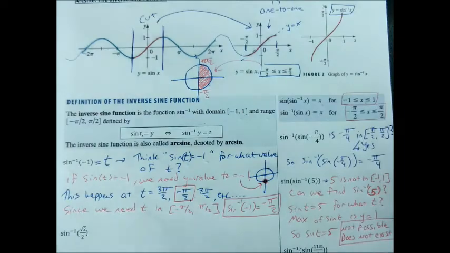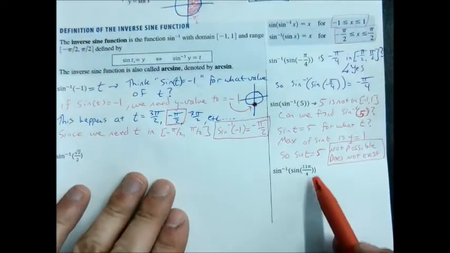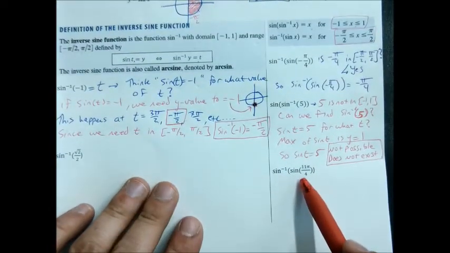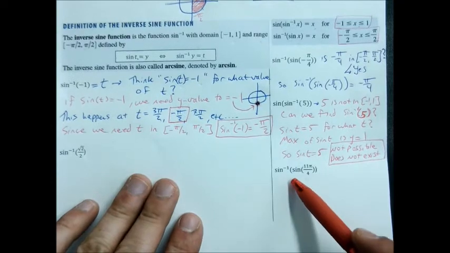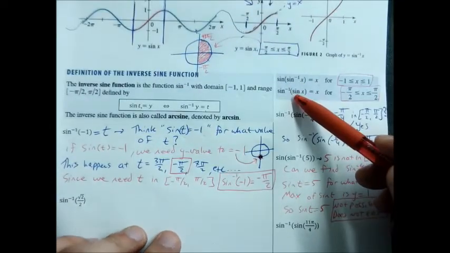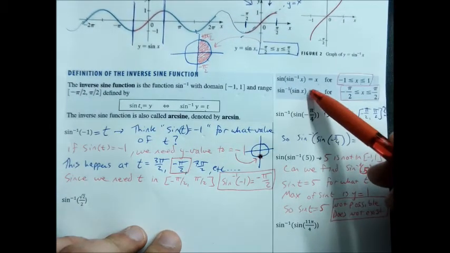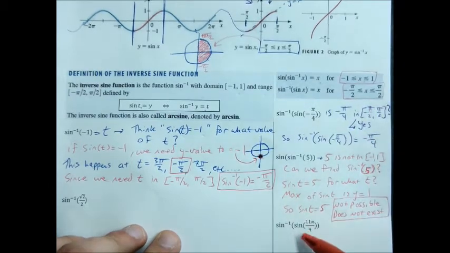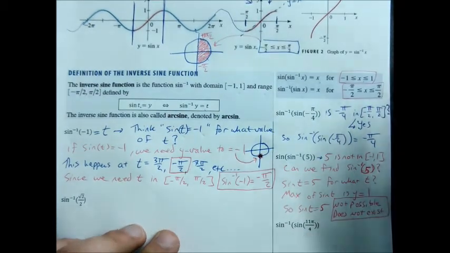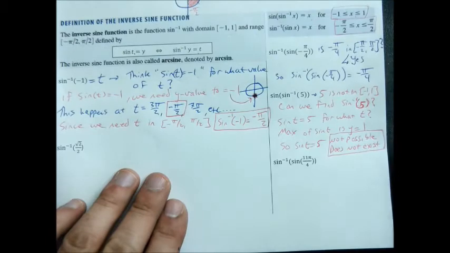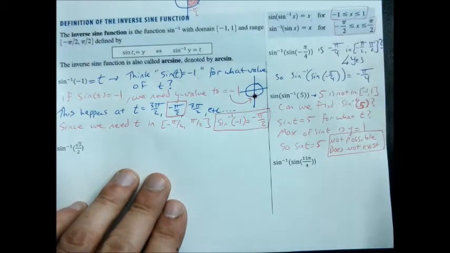Let's just roll with this last one. We might as well, since we're making moves here. What about this one? So this again looks like the first type, right, where we've got sine inside there. And they'll cancel as long as, I'm sorry, as long as 11 pi over 4 is between minus pi over 2 and pi over 2.